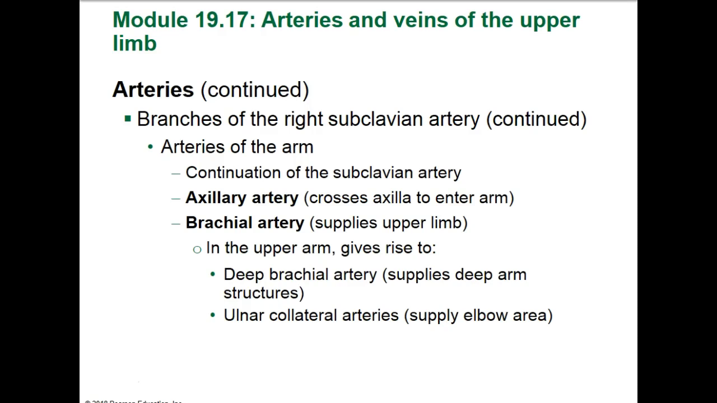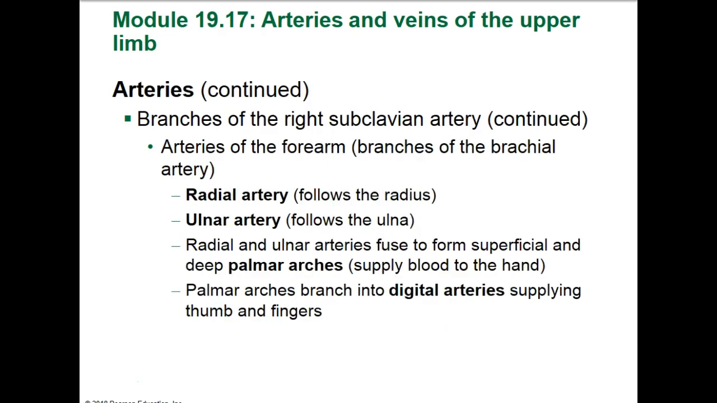And in the upper arm, it gives rise to the deep brachial artery, which supplies the deep arm structures, and the ulnar collateral arteries supplying the elbow area. Okay, going into the forearm, again, these are branches of the brachial artery. We have the radial artery, which follows the radius, and the ulnar artery that follows the ulna. Then the radial and ulnar arteries fuse and form the superficial and deep palmar arches, and those supply blood to the hand. Then the palmar arches branch into digital arteries that supply the thumb and fingers.